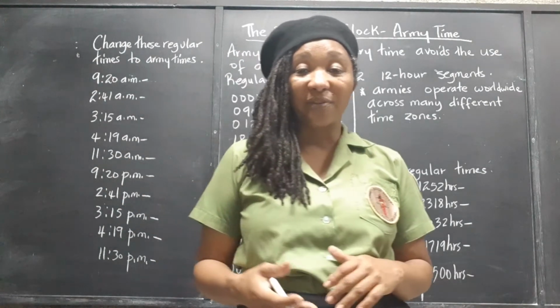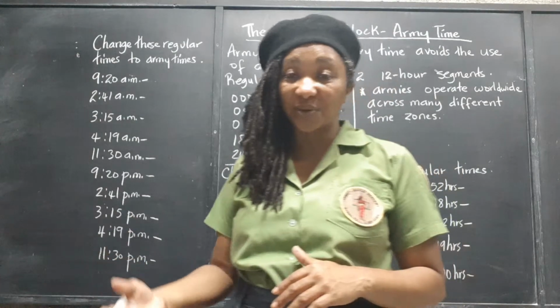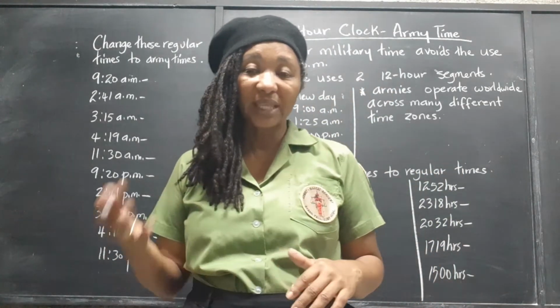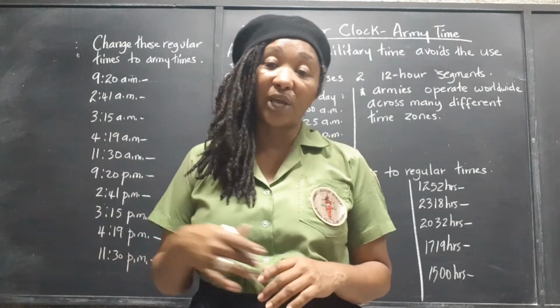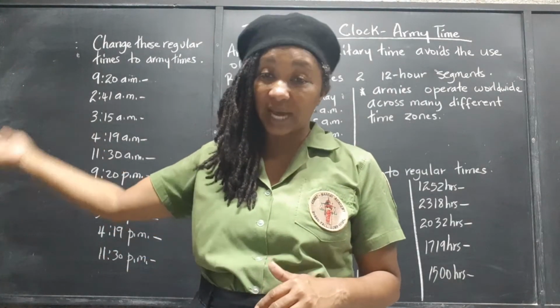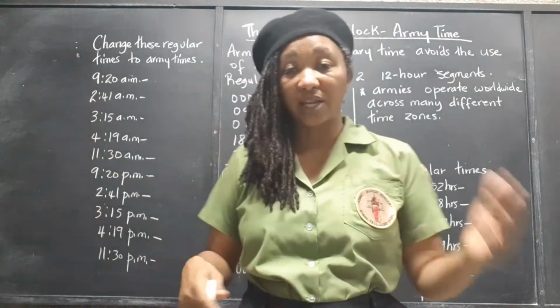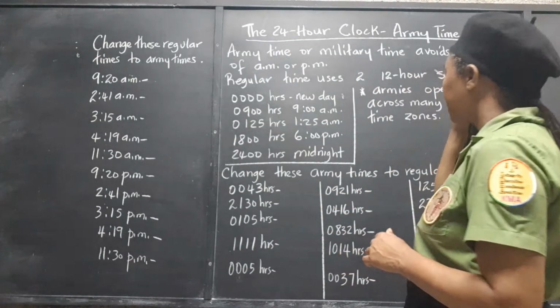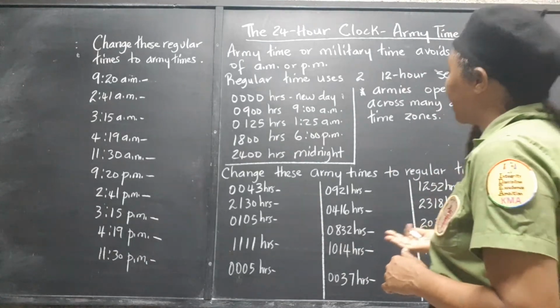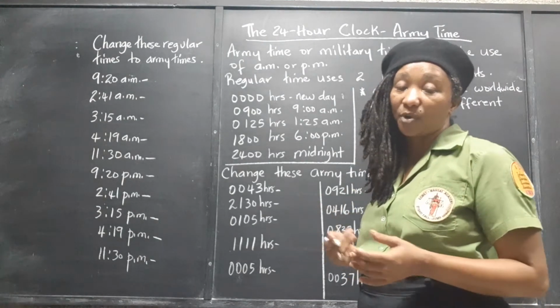When they get to 12 midday, they don't stop and start over again at 1. They just continue 13, 14, 15, 16, all the way up to 23:59, and then midnight, and the day starts over again. So army time or military time, they avoid the use of AM or PM.